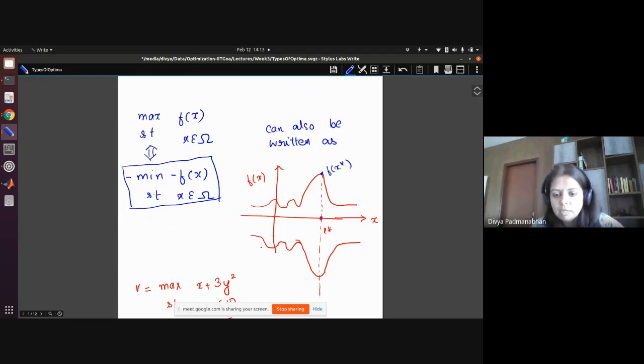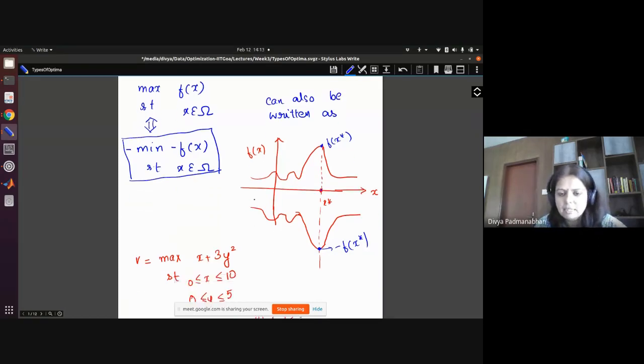Now if you look at minimizing this, you're going to get the same point, x star, but the function value here is minus f of x star. So by solving just the minimization problem with the minus sign, you're going to get negative f of x star. That's why you take a negative of the optimal value of this minimization problem. That's going to give you the same value as the max value.